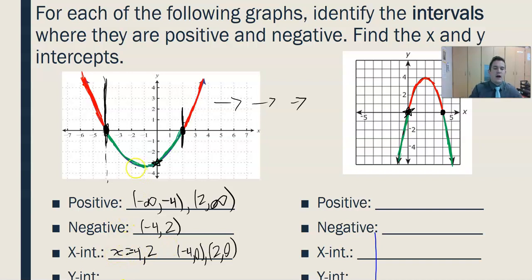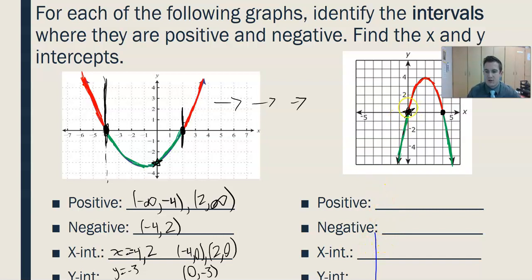Next, I want to find out what the y-intercept is. And this star right here is down where y is equal to negative 3. So my y-intercept is at y equals negative 3. Or, if I wrote that as a point, it would be 0, negative 3, where x is 0 and y is negative 3. So that's how I write the intervals where my graph is positive and negative, and where my graph has an x-intercept and a y-intercept.